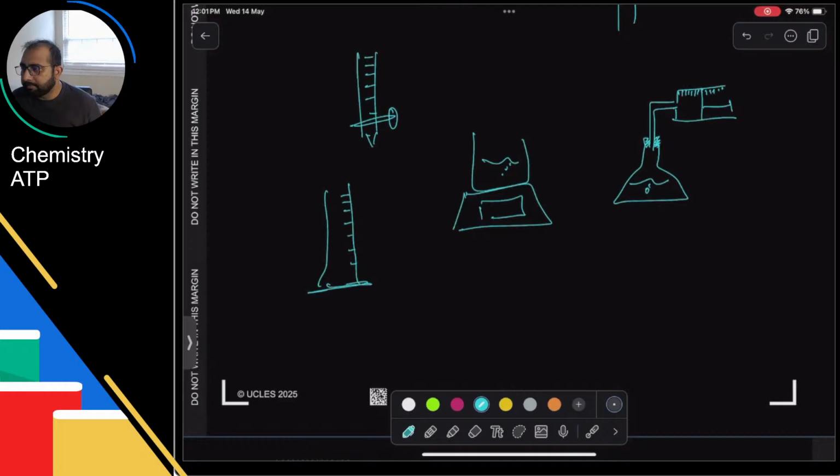Okay. Set up the apparatus. Always set up the apparatus. Of course, you should, and you should always label it.